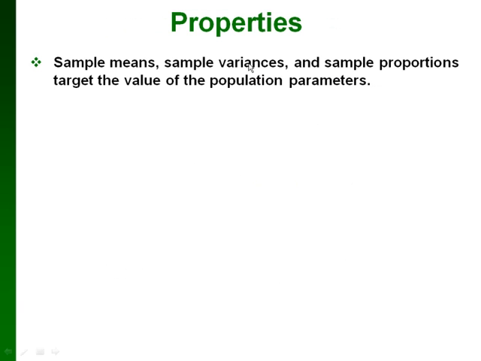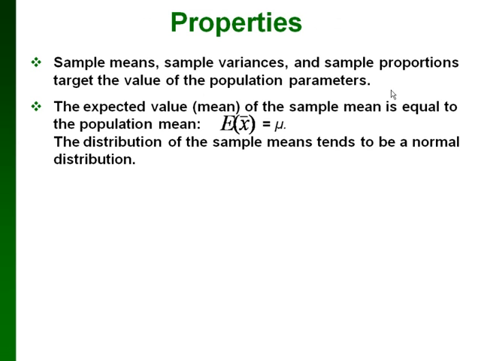So again, sample means, sample variances, and sample proportions target the values of our population parameters. Now remember when we talked about probability distributions, we discussed how to find the expected value for a probability distribution. So notice here we have the expected value of x bar, in other words, the mean of the sample means. The expected value of x bar is just our population mean, mu. And when we look at the distribution of the sample means, it tends to be a normal distribution.